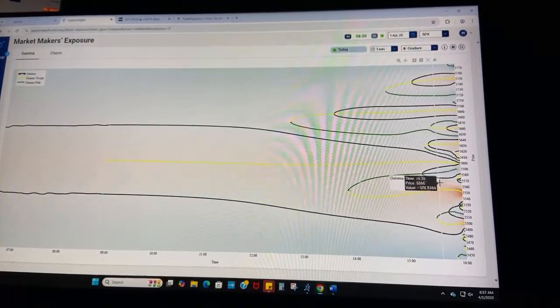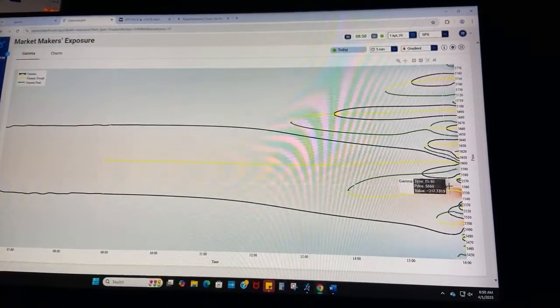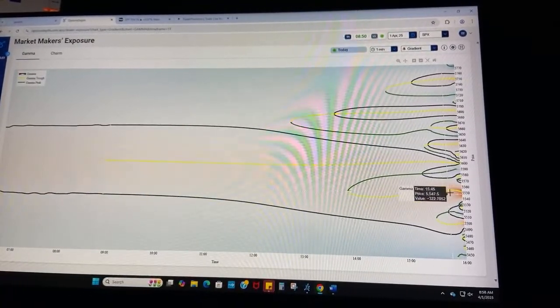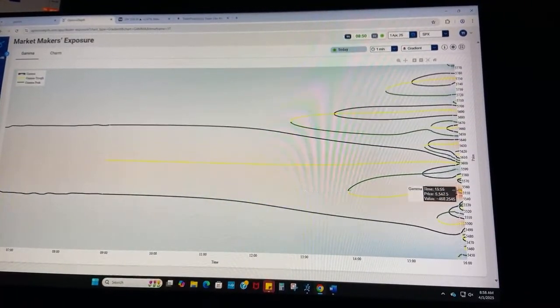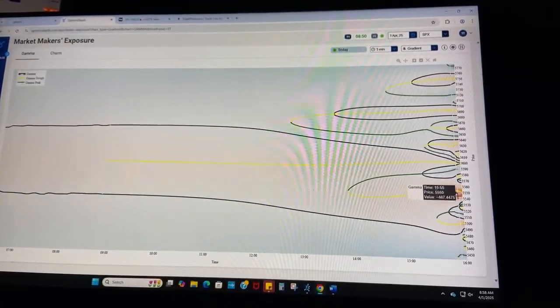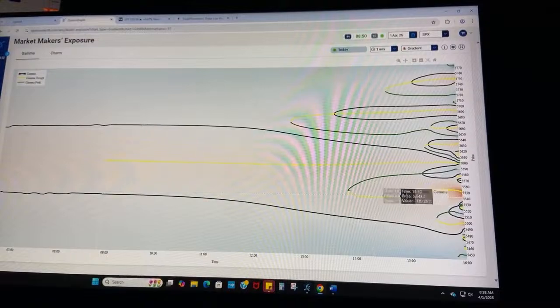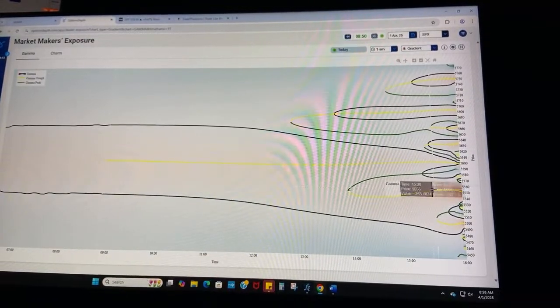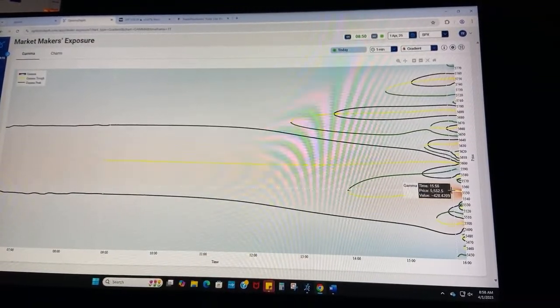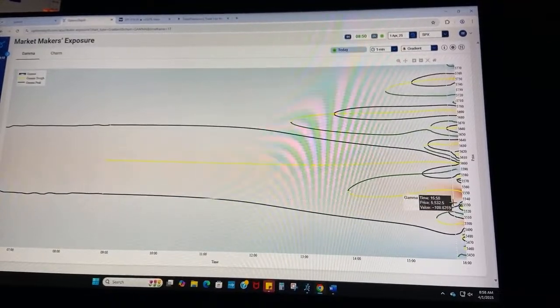But we do have a gamma regime shift below. If we can get below the 5570 handle, we go into a little bit of a negative GEX environment, highlighted in slightly red here with the yellow line right here as well, which is what's called a gamma trough, which is where markets could flush down a little bit.